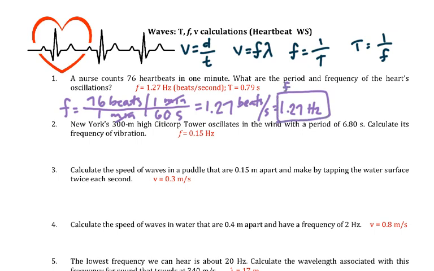To find the period, we're going to use our period equation, which is 1 over frequency. So 1 over 1.27 gives us a period equal to 0.79 seconds. So that means it takes 0.79 seconds for 1 heartbeat to occur, and there are 1 1/3 heartbeats per second.